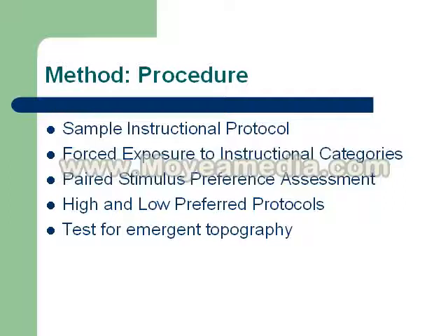Then they were exposed to high and low preferred protocols, which were presented through an alternating treatments design and followed a pre-test, training, and post-test format. Last, there was a test for an emergent topography, which was typing skills, that went through A to C and C to B relations.